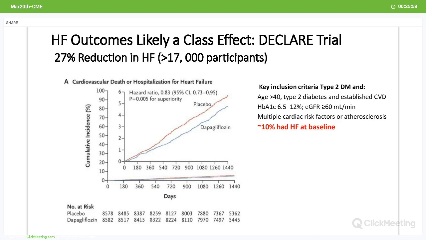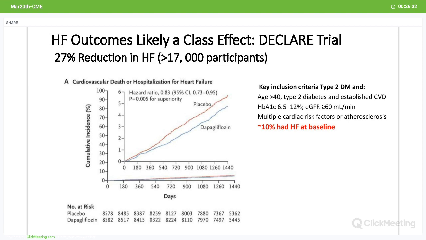The question, anytime you have a new drug, whether it's an ACE inhibitor or an SGLT2 inhibitor, is: is this a class effect or specific to the drugs? Of course, a question worth asking. The DECLARE study was released a few months ago, and this was 17,000 patients, twice the size of the other trials I showed you. And in DECLARE, there was a similar magnitude reduction in heart failure hospitalization in a similarly at-risk patient population. Again, only 10% of these patients had heart failure at baseline.